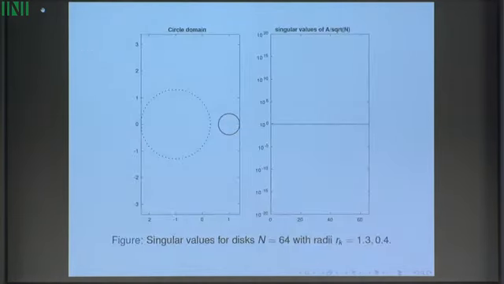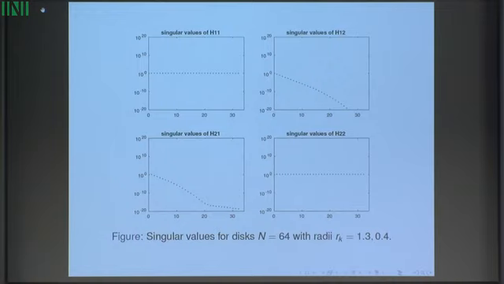So there's a simple example. There are two circles, I think 64 Fourier points, and one has radius 1.3, the other 0.4. The singular values of that A matrix come up a little bit here, on the bad logarithmic scale. There are a few small outliers at each end, but they're pretty well grouped. That's if you include the radii.